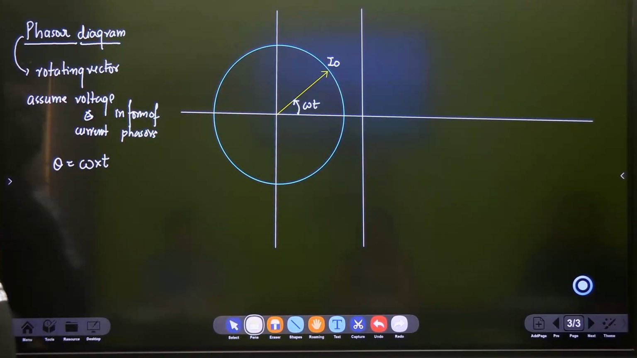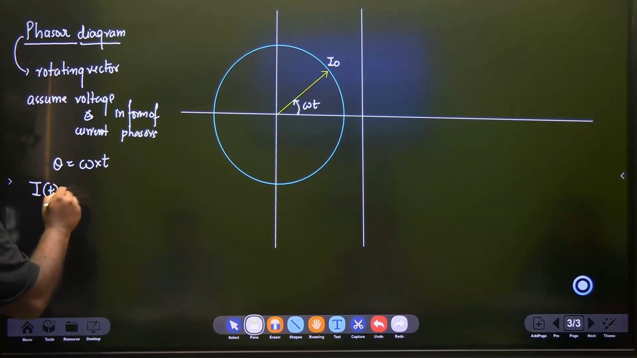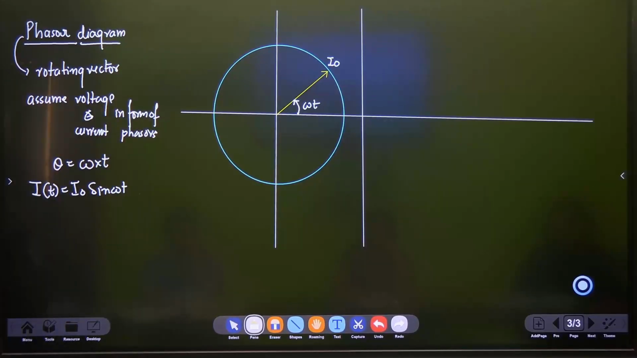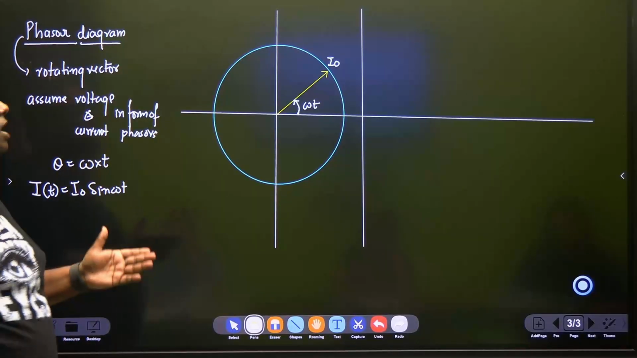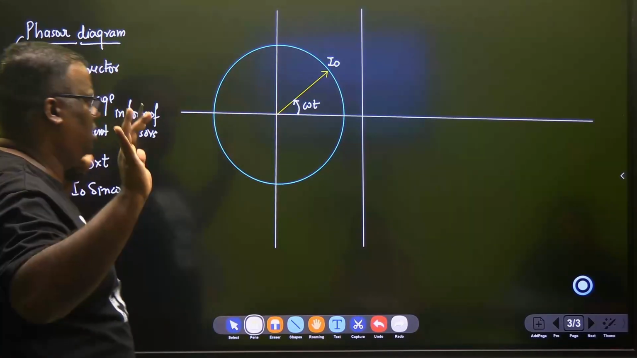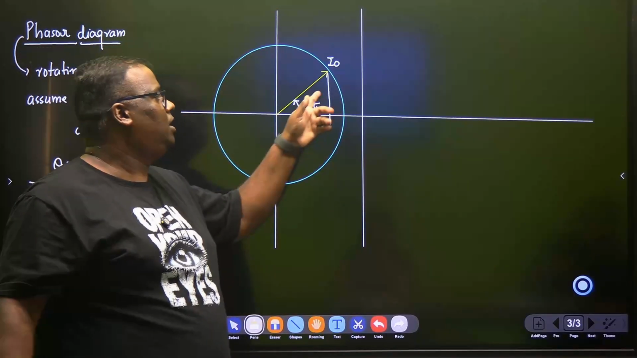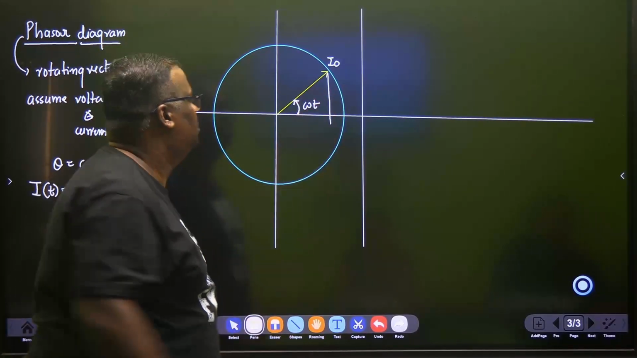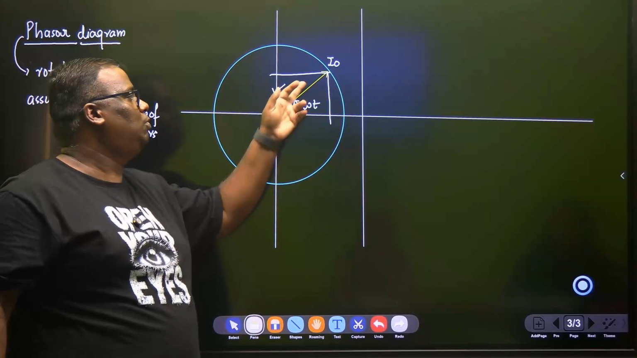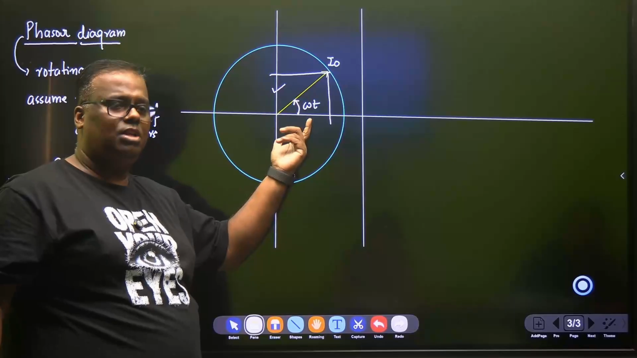Right? Now, the signal that I am taking for my AC current is I naught sin omega t. This is I naught, this is I naught sin omega t. So what is I naught sin omega t? I naught sin omega t is the vertical projection of this vector. Very easy. What is sine of omega t? Opposite side by hypotenuse. The opposite side can be this side also. So what is the opposite side equal to? Hypotenuse multiplied by sine omega t. What is your hypotenuse? I naught. So it is I naught sin omega t.